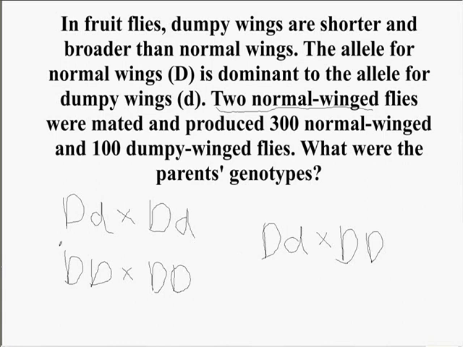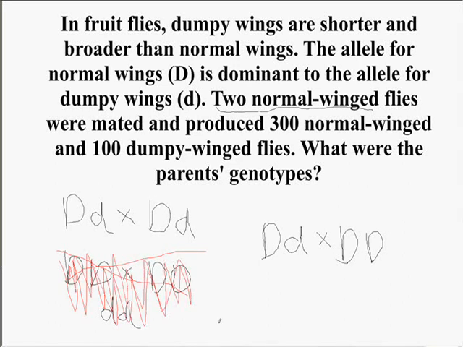Well, we can immediately eliminate this possibility, because to produce any dumpy-winged flies, since dumpy is recessive, we would need to have some children that were lowercase d, and there aren't any lowercase d's in this entire cross, so it's completely impossible to produce any children with 2 lowercase d's. So that's definitely wrong. Let's just scribble that out.